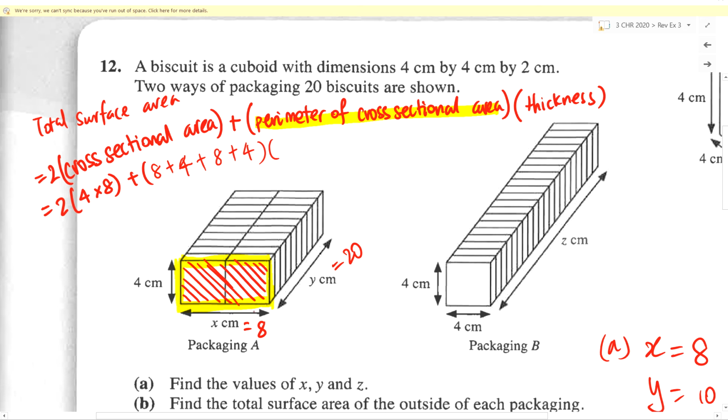So how thick is this cuboid? Given that the shaded area is my cross-sectional area, then it has to be the 20 over here that was not used. This is the thickness. Multiply this by 20. Key everything into your calculator to find out the value. 2 times 4 times 8 plus, open bracket, 8 plus 4 plus 8 plus 4, close bracket, multiply this by 20. So we get 544. Okay, keep putting the units. And this is the total area for packaging A.